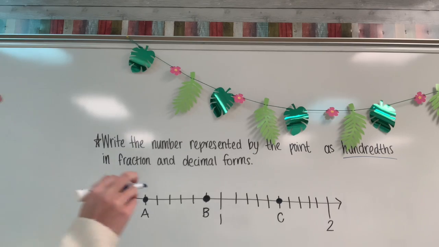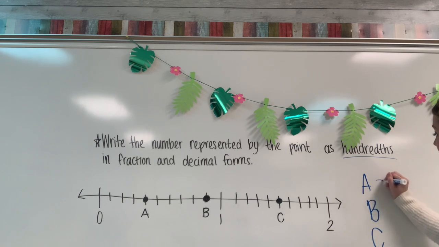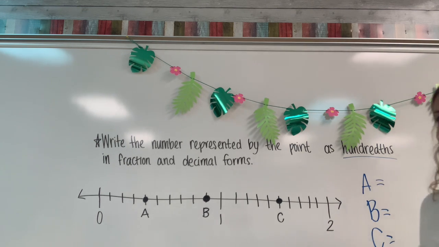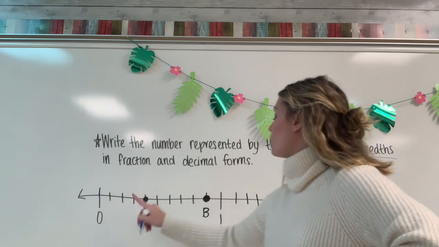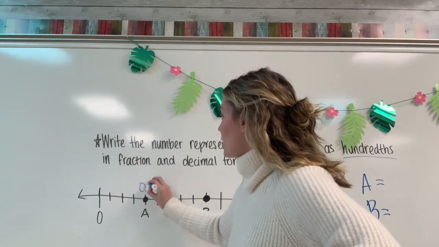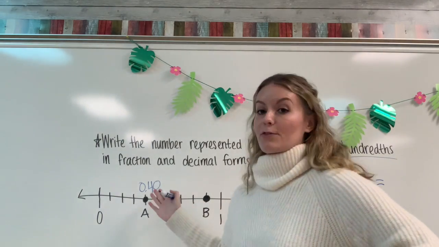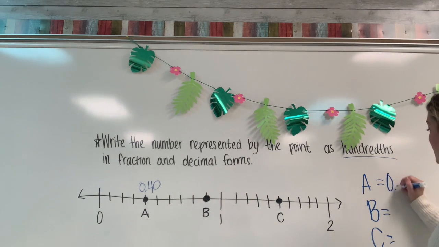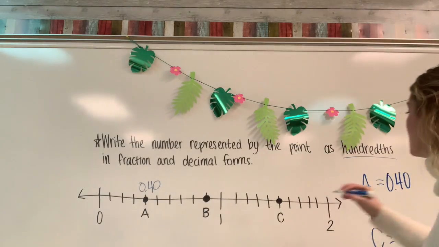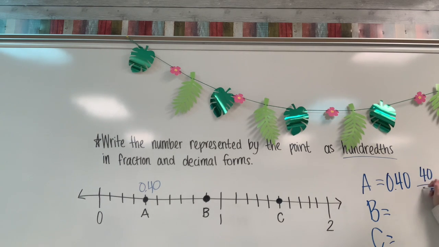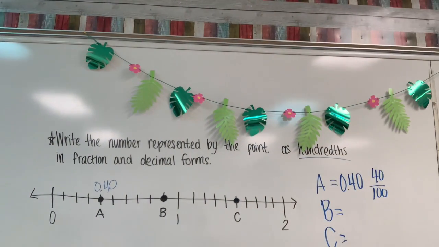Okay, we're going to do our work over here on the side. So A, B, and C. For A, we have 0, 1, 2, 3, 4. So that would be 0.4, but we're making it into hundredths, so we need to add a 0 to the end. So that's 40 hundredths. So A, 40 hundredths. That's our decimal form. We have to do fraction as well. So 40 hundredths in fraction form is 40 over 100. Let me turn my camera just a little bit, to make sure you can see that fraction part.